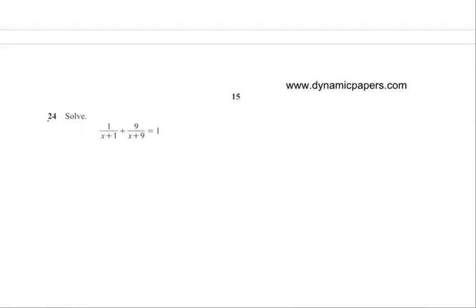Now this question number 4 is again another algebra question. Algebraic fractions are given. To solve the algebraic fraction, you must make the same denominator. So to make the same denominator, for this one, 1 over x plus 1, up and down I will multiply with x plus 9. And with this one, up and down I will multiply with x plus 1.